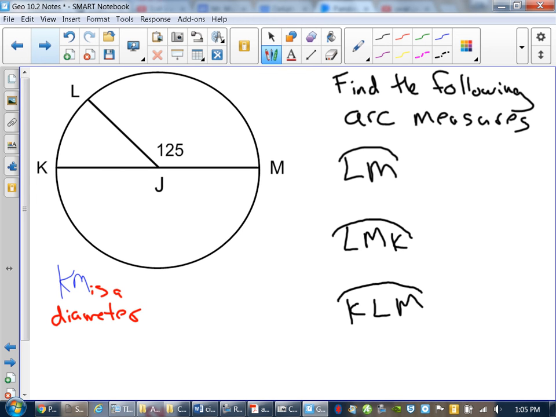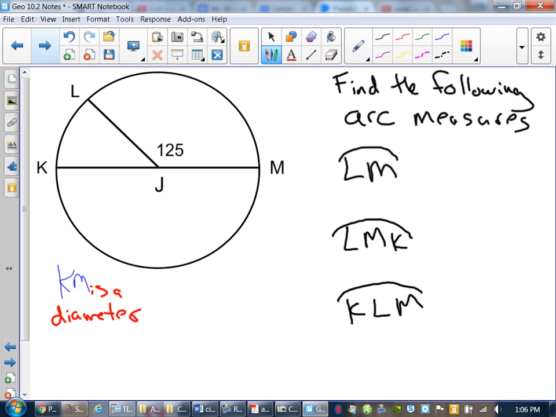In the example here, we've got circle J, and it says that segment KM is a diameter. If you have segment KM that's a diameter, that means it cut the circle in half. Okay, so you have 180 on one side and 180 on the other. And it also shows that angle LJM is a central angle, and it measures 125 degrees. Since you know that, you can figure out the other angles as well as those arcs that are listed.